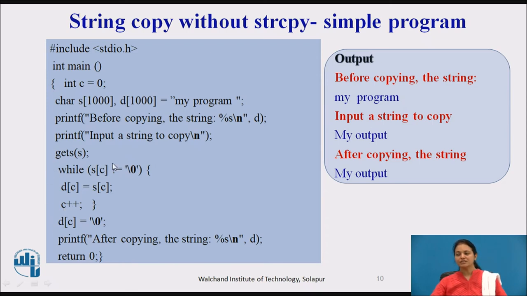And we are doing this until we get the null character, and then lastly we put the null character at the end of the string once the source string is finished. Then we print whatever string is there after copying. So we'll see the output: before copying the string, my program is there, then input a string, then we have my output, and after copying it will be my output. So the source will be copied into the destination.